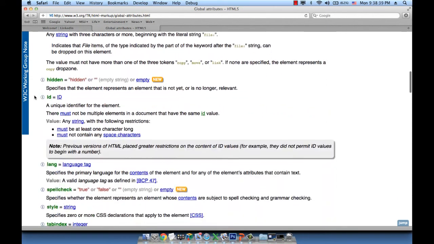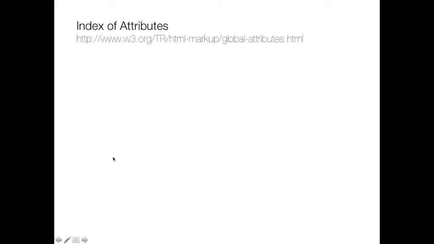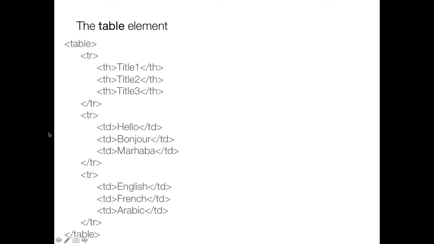Let's see where ID is. ID, a unique identifier for the element. There must not be multiple elements in a document that have the same ID value. That's why the value of an ID is unique on an HTML document, and so forth. All of this we will cover as we practice, and it will start making more sense.